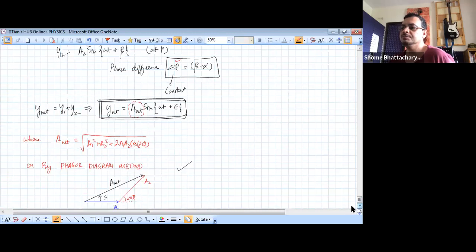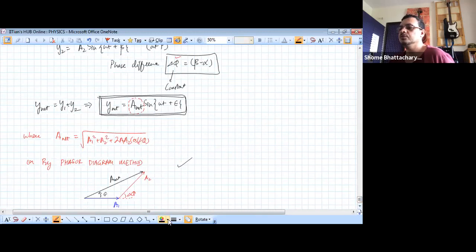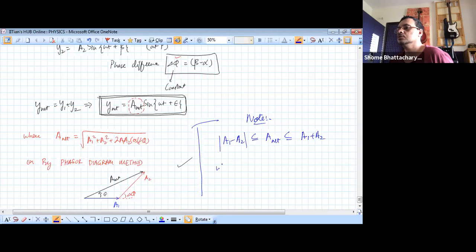So you can see from this that the net amplitude can range between a maximum of A1 plus A2 and a minimum of A1 minus A2. Okay. So from this we also understand, similar to the triangle inequality in vectors, its maximum value is this and the minimum value is the difference of A1 and A2. Okay. So when A net is equal to A1 plus A2, that is the maximum possible value. It is termed as constructive interference.